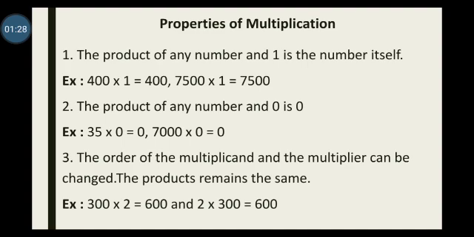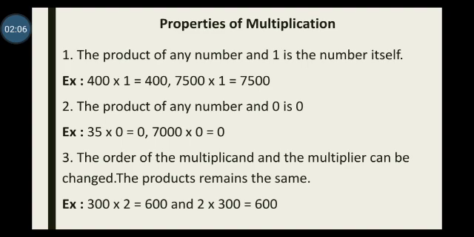The second property which you have to learn is that whenever we multiply any given number by 0, the answer so obtained, that is, the product so obtained, is 0. Examples taken in the slide are 35 multiplied by 0 is 0 and 7000 multiplied by 0 is 0. Students, you take any number you can think of, say 76, but if you multiply by 0, you always get a 0.